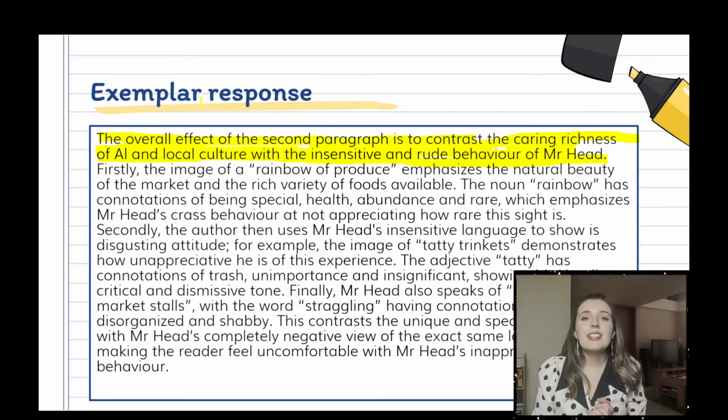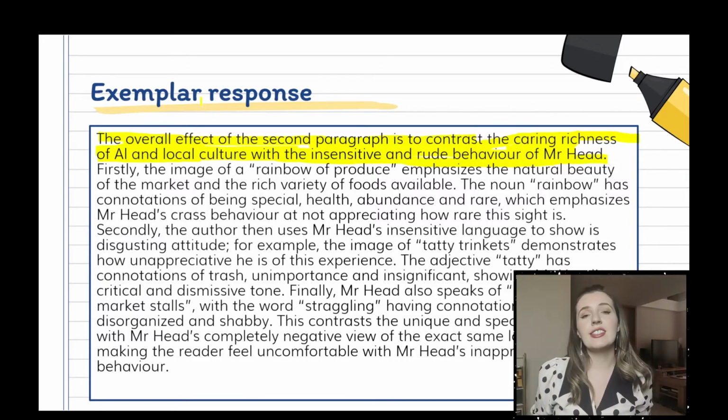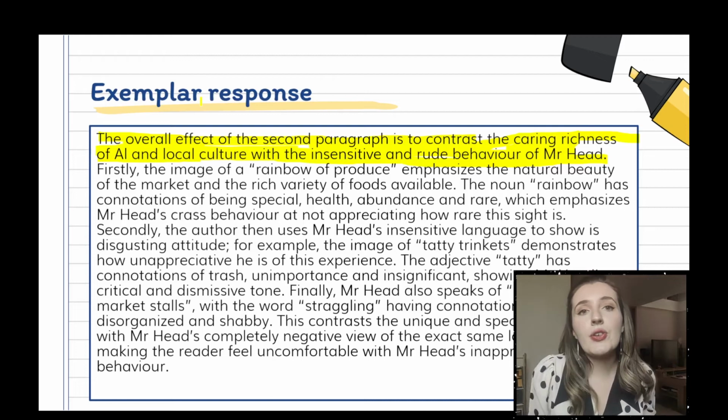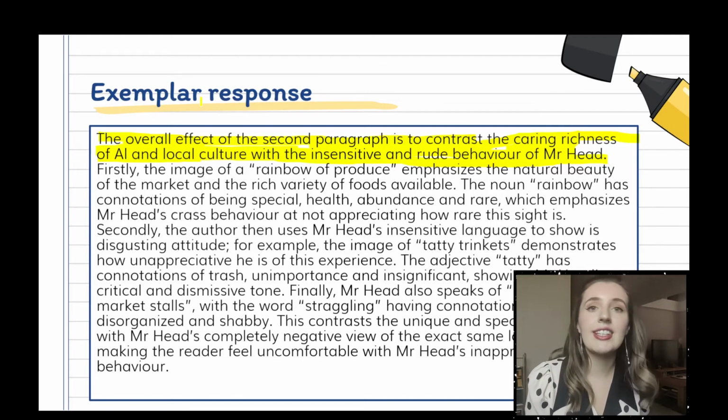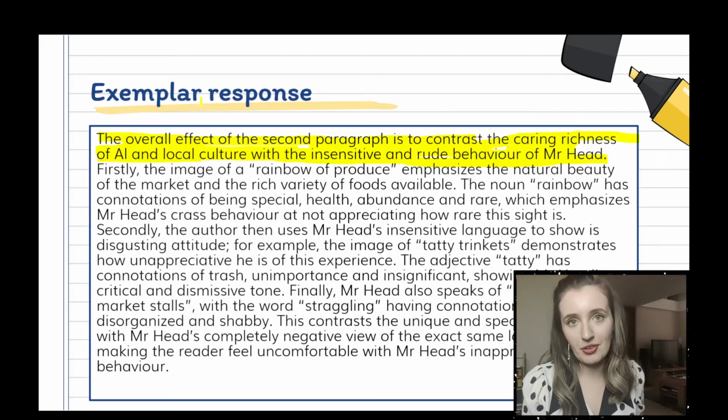Why? Well, because CIE actually have the overall effect sentence in their mark scheme. And so if you can get the correct overall effect, you're instantly telling the examiner, I understand how language works. I got this, don't worry. And then you're more likely to get a higher mark.